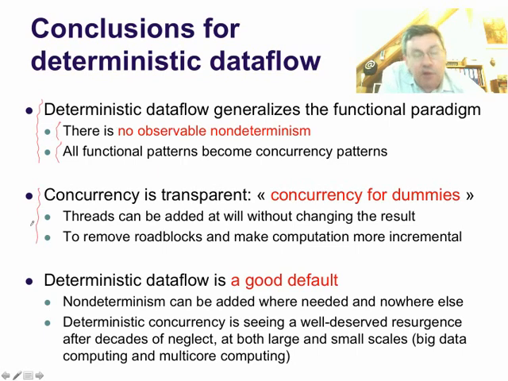We can also say that concurrency is transparent. This is what I call concurrency for dummies. It means you can add threads anywhere you want, in any number you want, in a functional program or in a deterministic data flow program, and the result will not change. The only thing that will happen is the program will become more incremental the more threads you add.